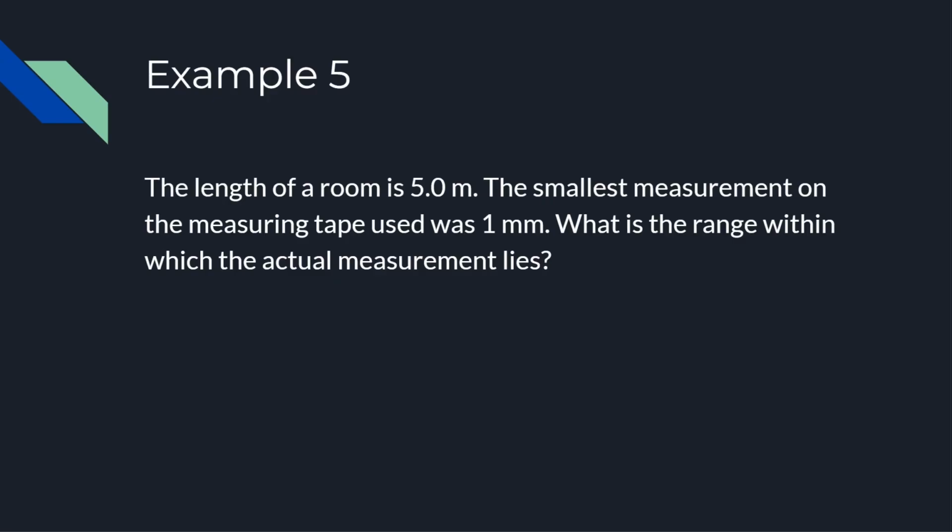Let's look at this final example 5. The length of a room is 5.0 meters. The smallest measurement on the measuring tape used was 1 millimeter. What is the range within which the actual measurement lies?